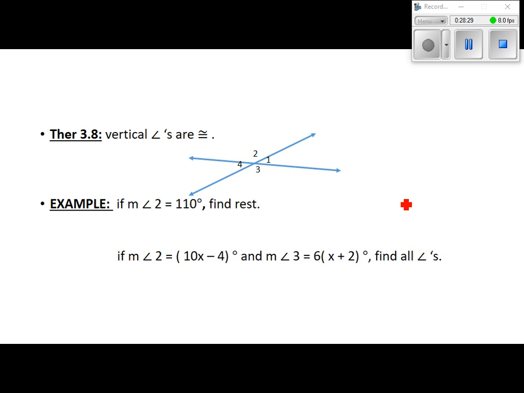Next one, again. On this one, we wanted to shorten it up. This is what I'll shorten it up to: vert angles congruent. That one we're gonna use a lot. You might put an asterisk beside it. It's gonna get used a bunch. Vertical angles are congruent.